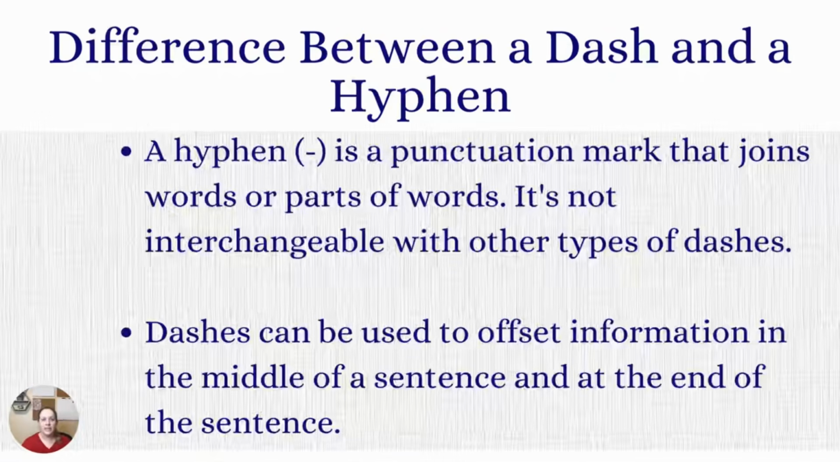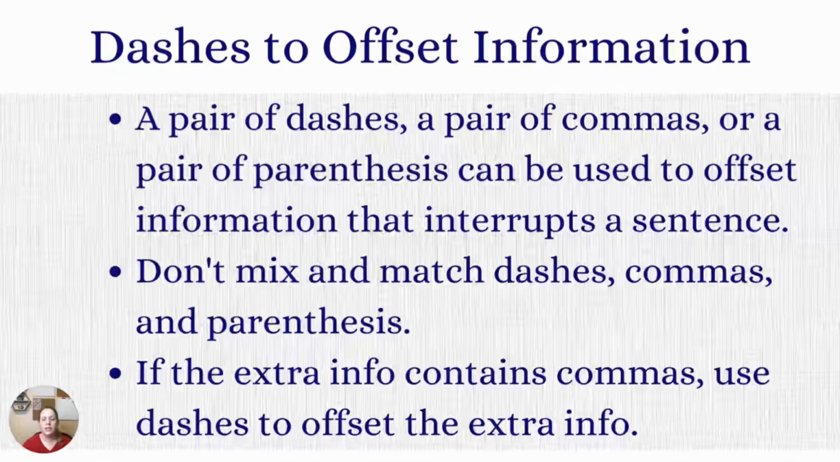First, let's start by clarifying the difference between a dash and a hyphen. A hyphen is a punctuation mark that joins words or parts of words. Hyphens are not interchangeable with dashes. Dashes can be used to offset information in the middle of a sentence or at the end of the sentence. Let's talk about how to use dashes to offset information in the middle of a sentence.